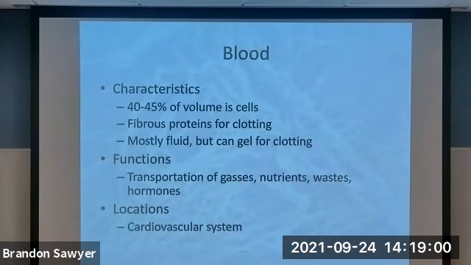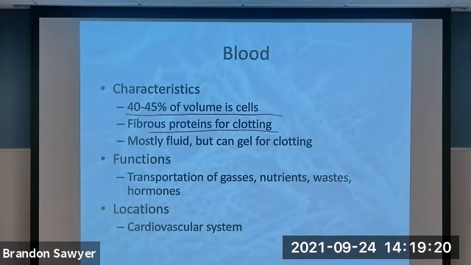Okay, and then lastly, the one on the complete opposite spectrum from bone is blood. About 40 to 45% of the volume of our blood is cells. It's also got a bunch of fibrous proteins in it, many of those are blood clotting proteins. There's others as well.